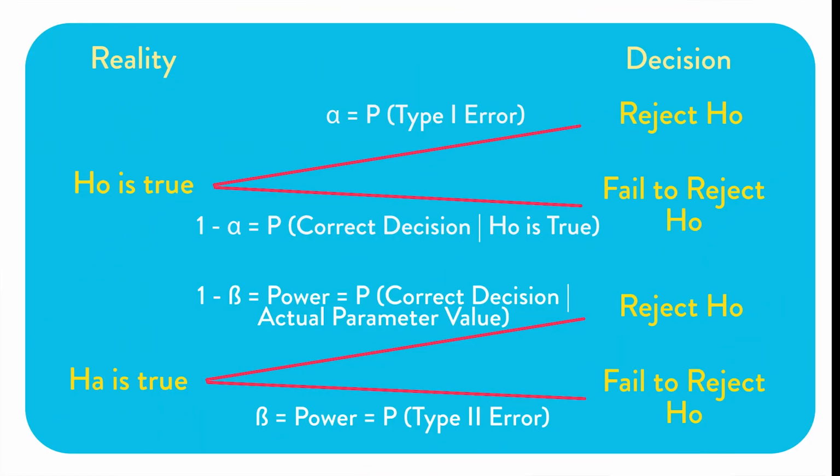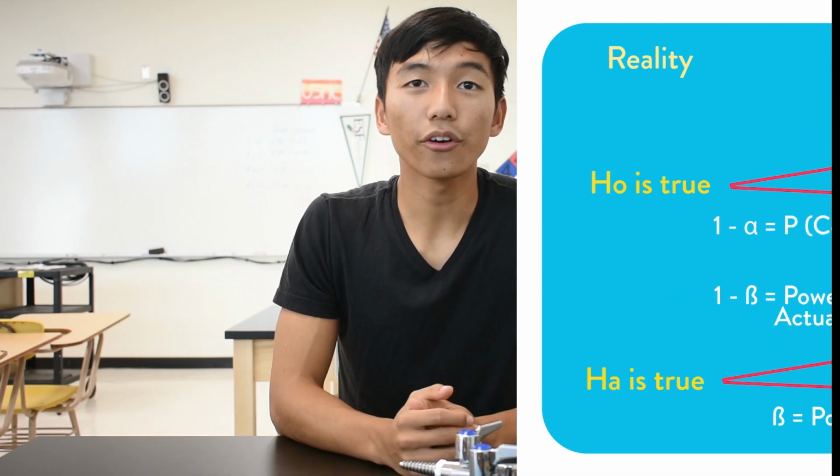To understand this, we'll use this tree diagram to figure out reality from conclusion. You see that alpha is the probability of a type 1 error, and beta is the probability of a type 2 error. Also, power is 1 minus beta, or the probability of a correct decision given the actual parameter value. There are other ways to explain power too. It's the probability that a test of significance will pick up on an effect that is present, or a deviation from the null hypothesis. Or it's the probability of avoiding a type 2 error.